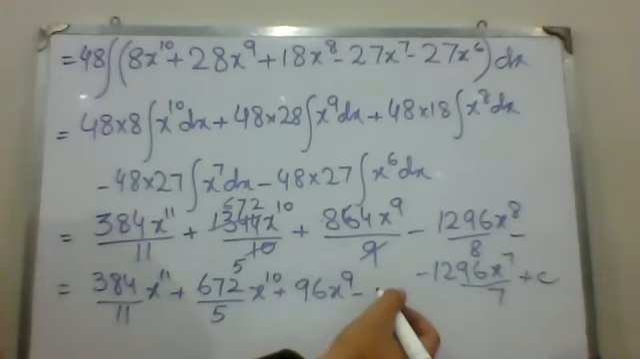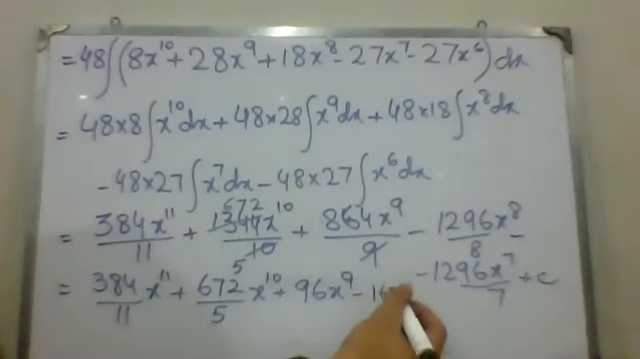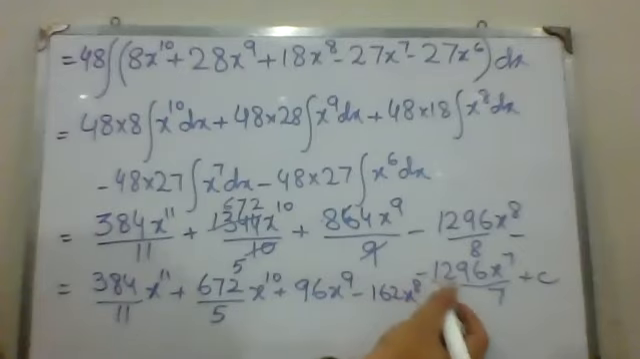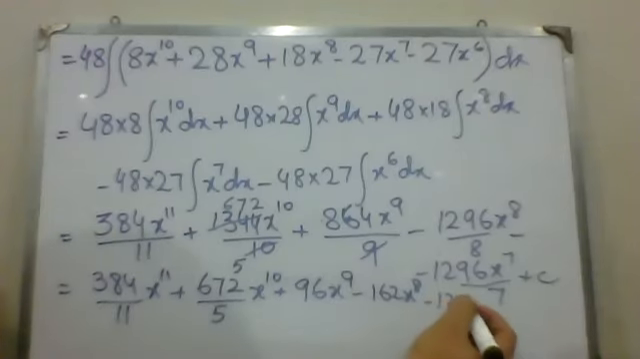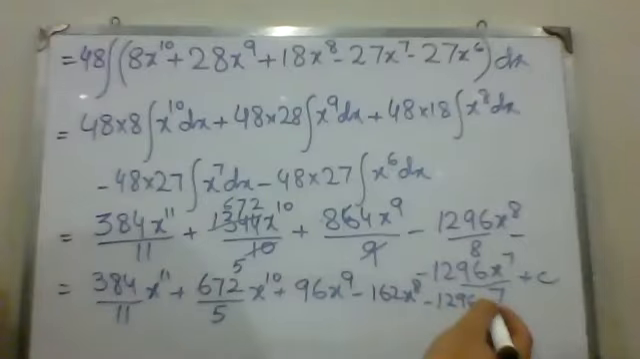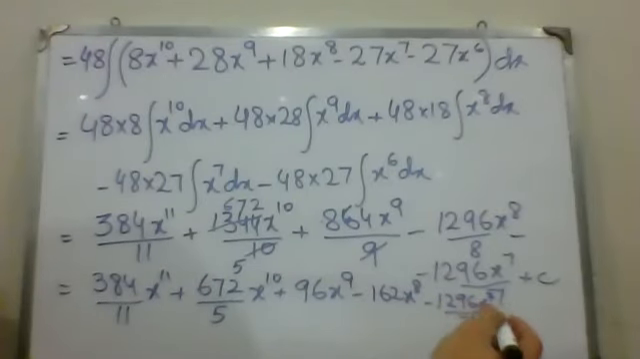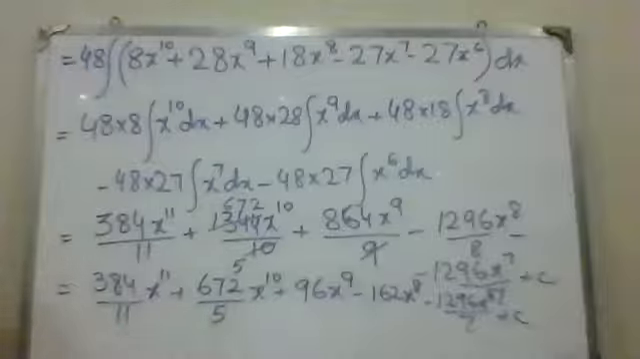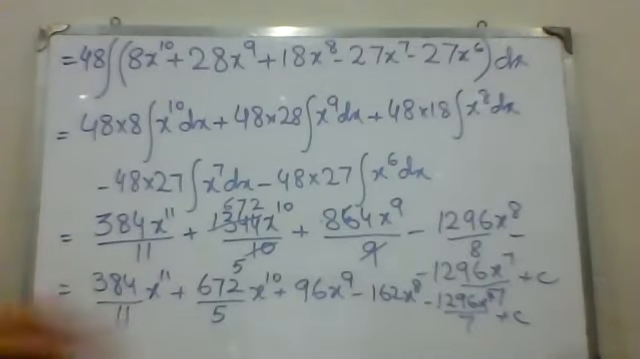Sir, 162. 162 x to the power 8. Now the next term is 1296. I think that cannot be solved. 7 or 5? No, sir. This point will not come. Okay, 1296 x to the power 7 divided by 7 plus c. So that is the required answer. Okay, fine. That completes the problem.